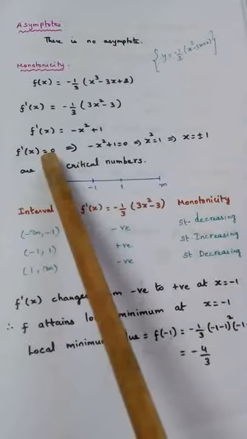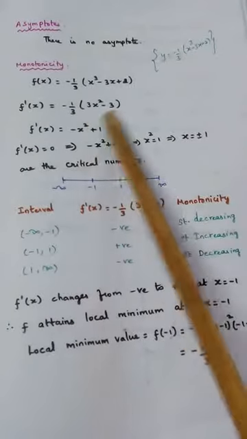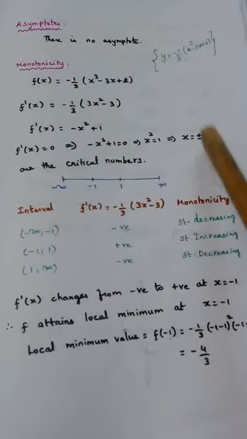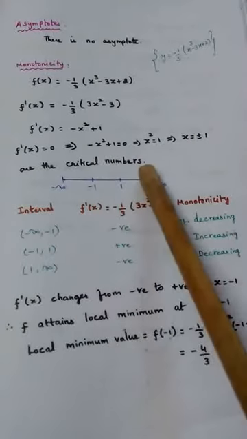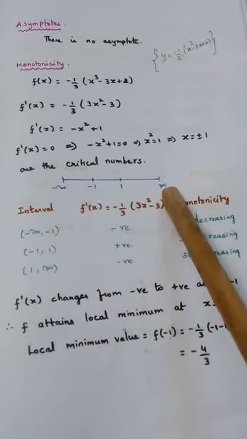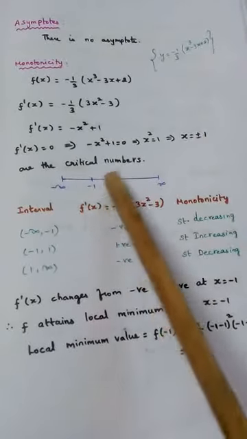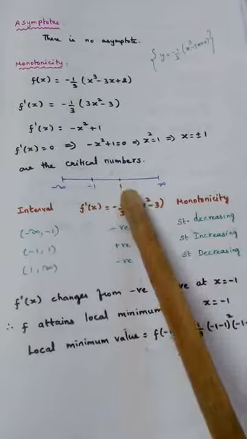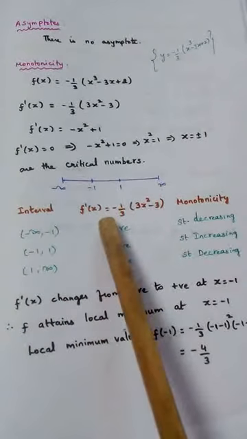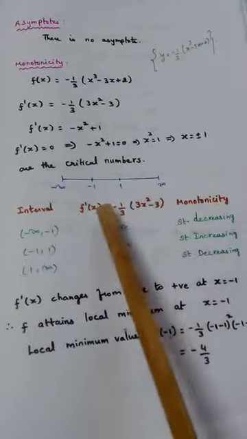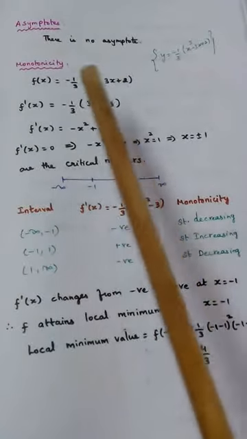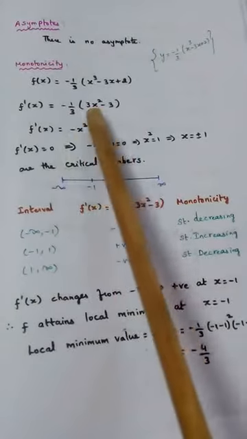Then put f dash of x equal to 0, so this equal to 0, minus x square comes to the other side, x value is plus or minus 1. So plus 1 and minus 1 are called critical numbers. Once we get the critical numbers, we draw the number line, minus infinity to plus infinity, and mark the two critical numbers on the number line, minus 1 and plus 1. Then draw the table: interval, first derivative, monotonicity. For the first derivative, I have written this, but you can write this also.